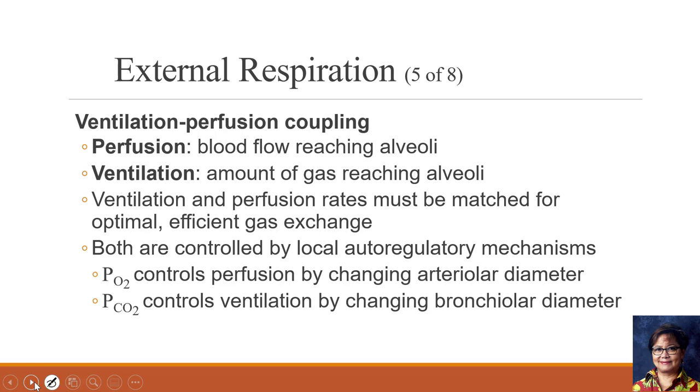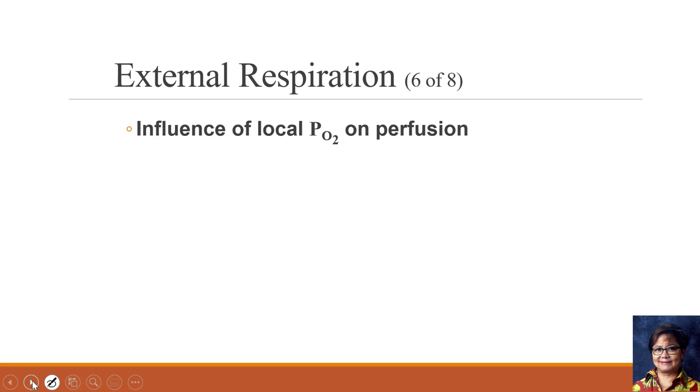Your oxygen controls perfusion by changing the arteriolar diameter. Take note of that. Oxygen controls perfusion by changing the diameter of the arteries. Carbon dioxide level, the partial pressure of carbon dioxide, controls ventilation by changing the diameter of the bronchioles. That's exactly what their effects are.